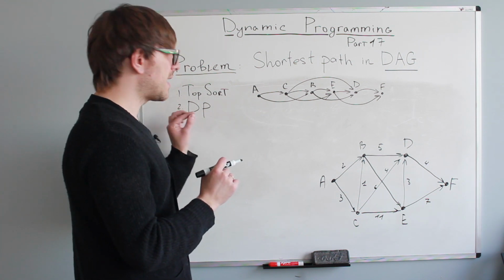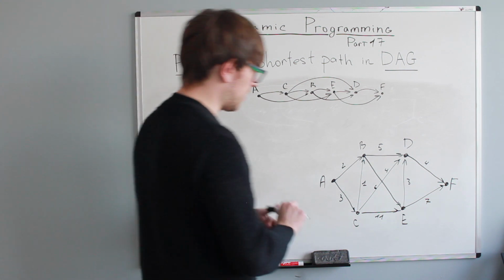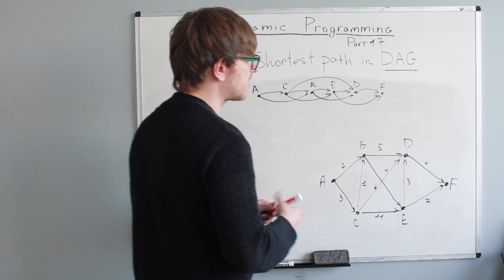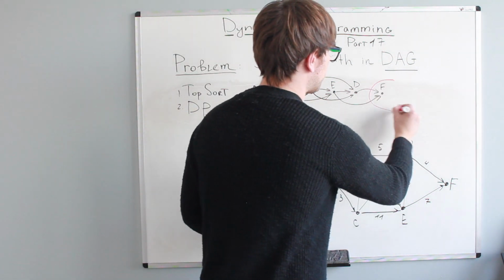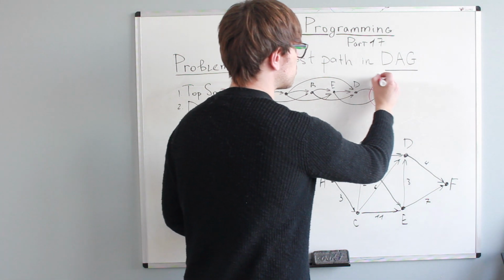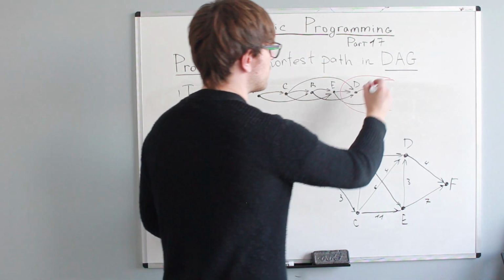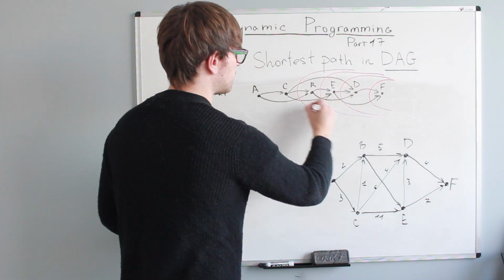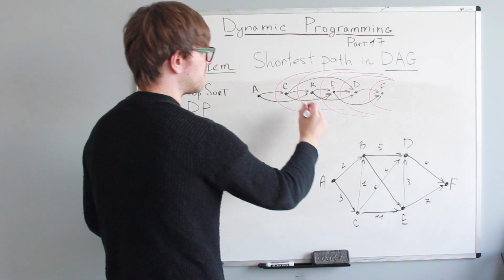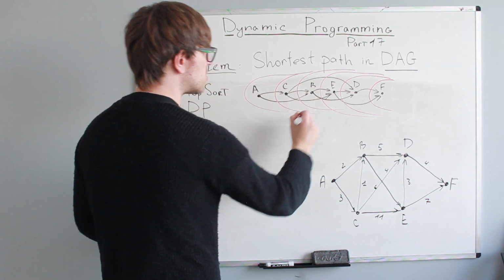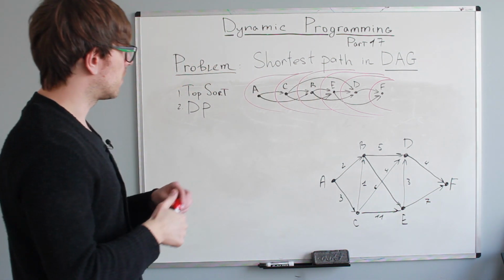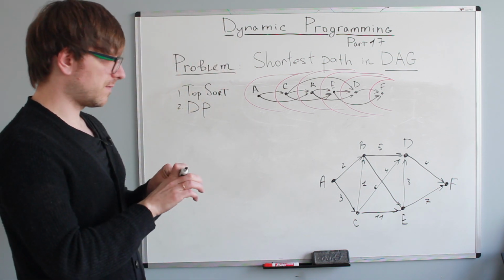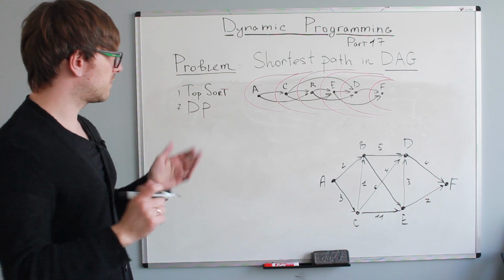But we can actually now apply dynamic programming, right? We can find the shortest path for this guy first. Then we can find the shortest path for this guy. Then we can find the shortest path from here. We can find the shortest path from B, shortest path from C, and then we will find the shortest path from A, okay? So let's follow our framework and solve this problem.